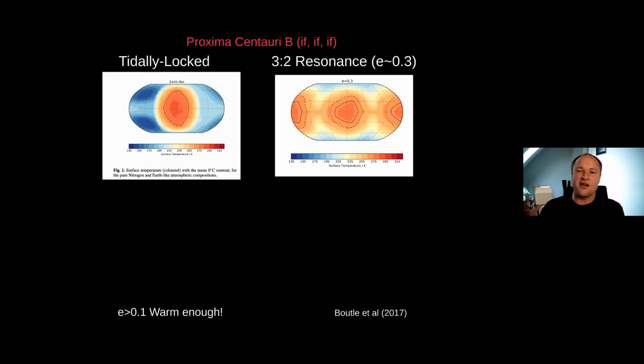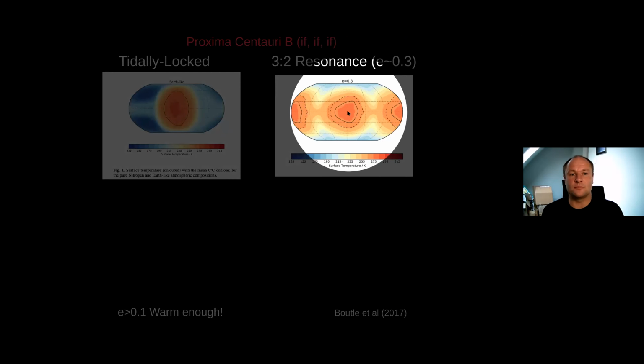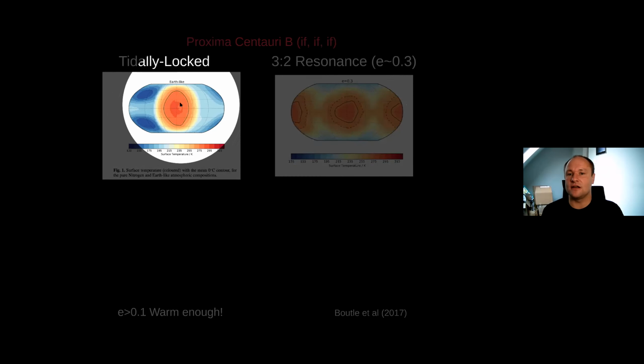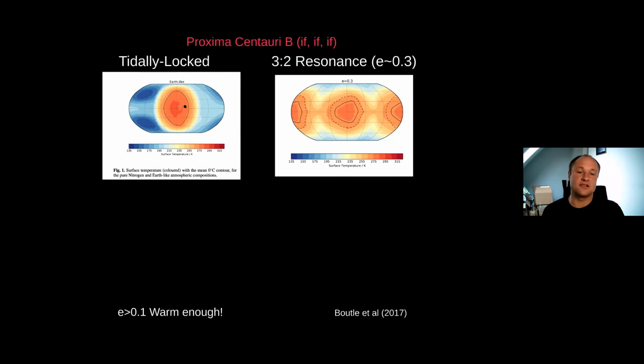We just took an Earth-like atmosphere, some nitrogen, some moisture, some CO2, and we put it in the orbital parameters around Proxima Centauri, the star. And we did a sort of 3-2 resonance, which is allowed by the observations. And then we did this sort of tidally-locked simulation as well.